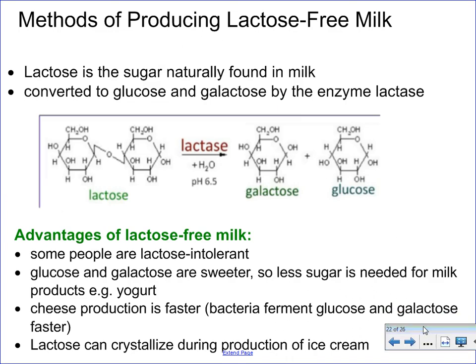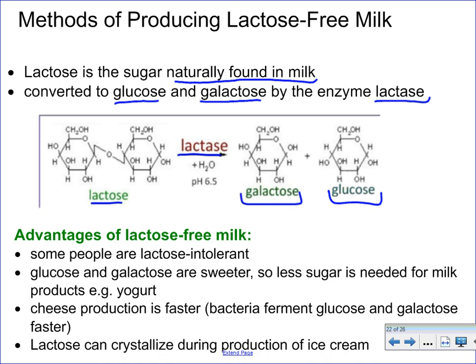So one way in which enzymes get used in industry is through the production of lactose-free milk. So lactose, if you don't remember, is a sugar that's naturally found in milk. Lactose is a disaccharide. And when it gets broken down or hydrolyzed, it gets broken down to glucose and galactose. And this gets done by the enzyme lactase. So that enzyme lactase will take lactose and split that disaccharide into its individual monosaccharides of galactose and glucose.